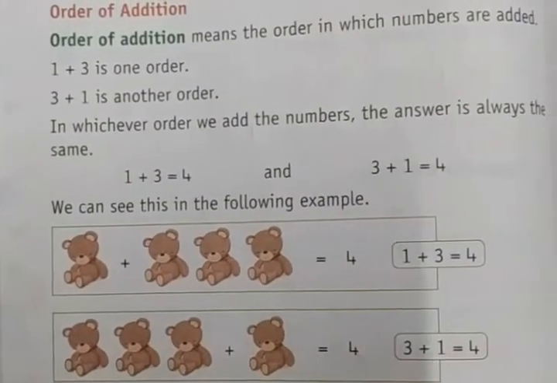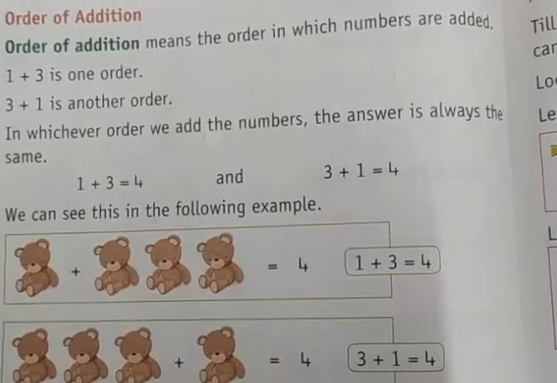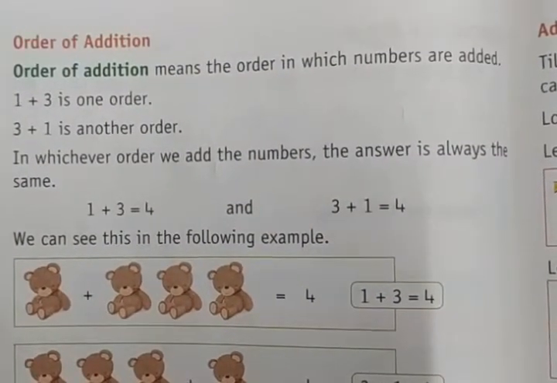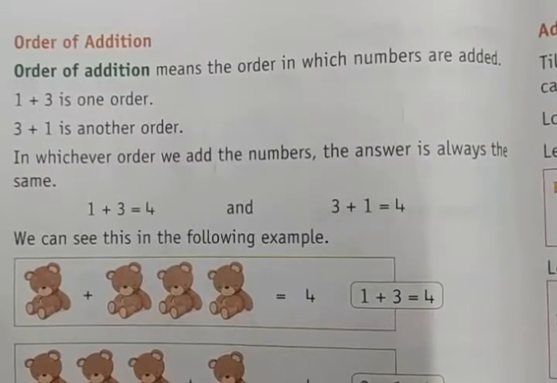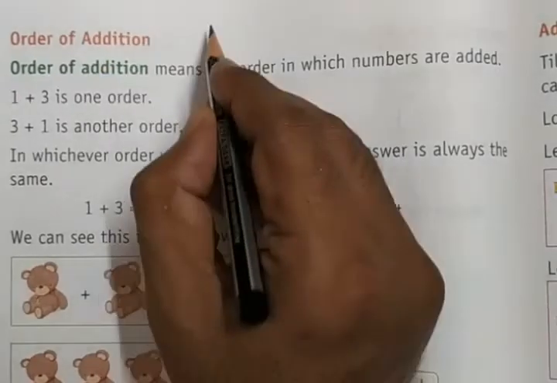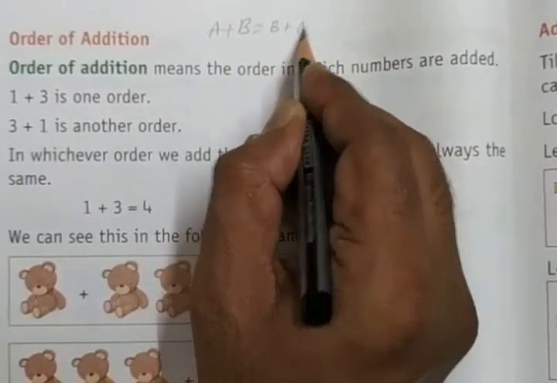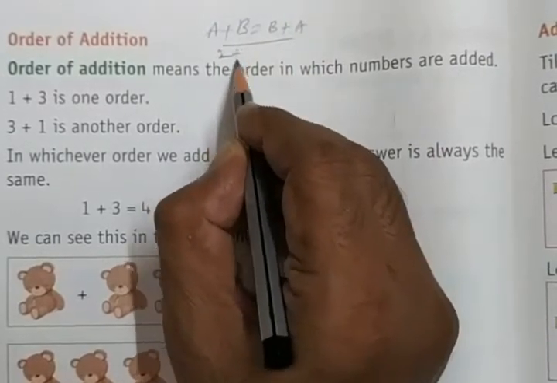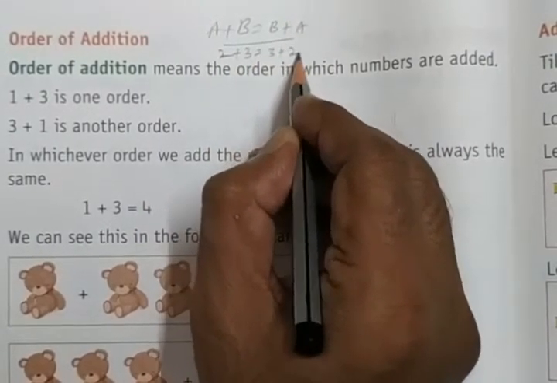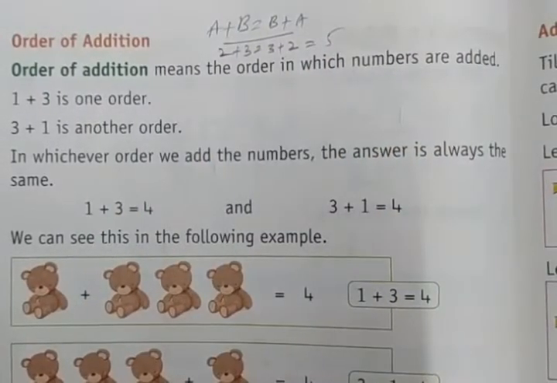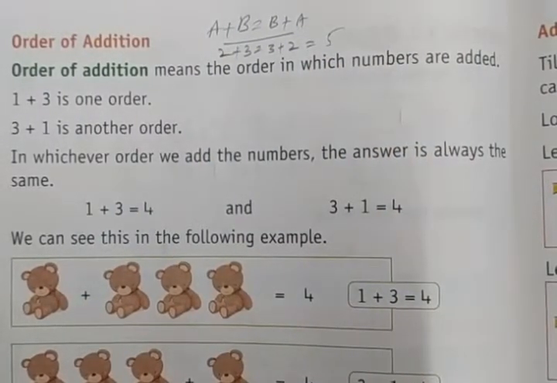Order of addition. So order of addition means if you change the order of addition. For example, 3 plus 2 is equal to 2 plus 3, means A plus B is equal to B plus A, means 2 plus 3 is equal to 3 plus 2. If you change the order of the numbers, you will get the same answer.